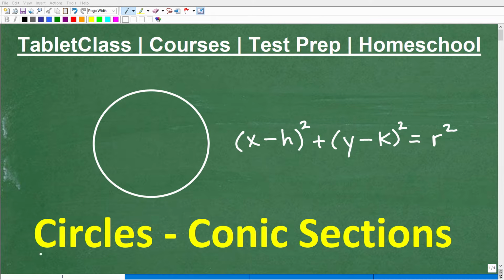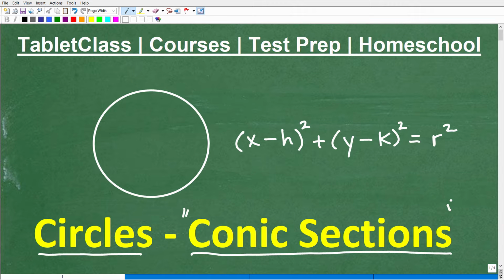Okay, let's talk about circles. And we're going to be coming at this topic about circles in terms of conic sections. If this name relates to you, you're like, oh yeah, I'm studying that, then this should be kind of familiar to you. And you're like, well, what is this? Well, this happens to be the equation for a circle.